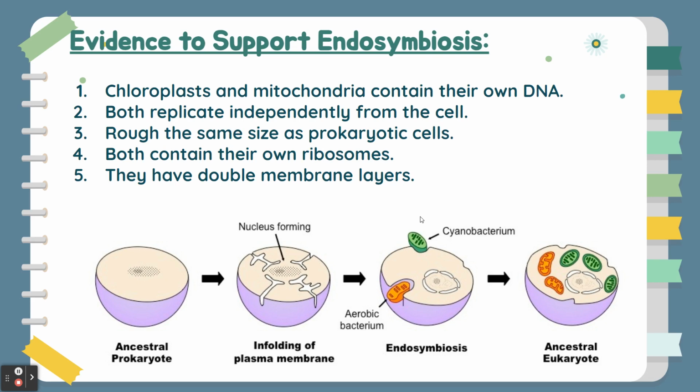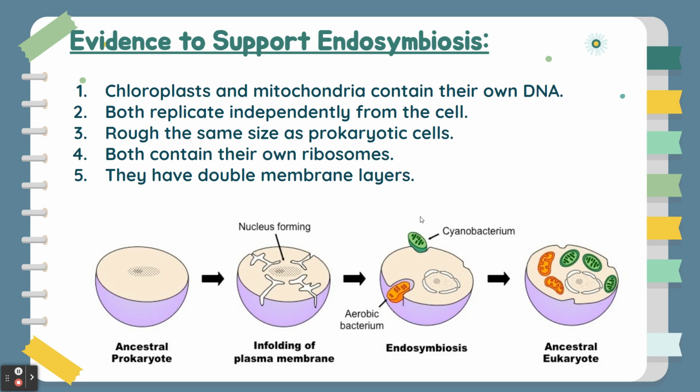Number 5, double membrane layers. Both mitochondria and chloroplasts have double membrane layers. The outer membrane is believed to be derived from the host cell's plasma membrane when it was engulfed. The inner membrane resembles the prokaryotic cell's plasma membrane.